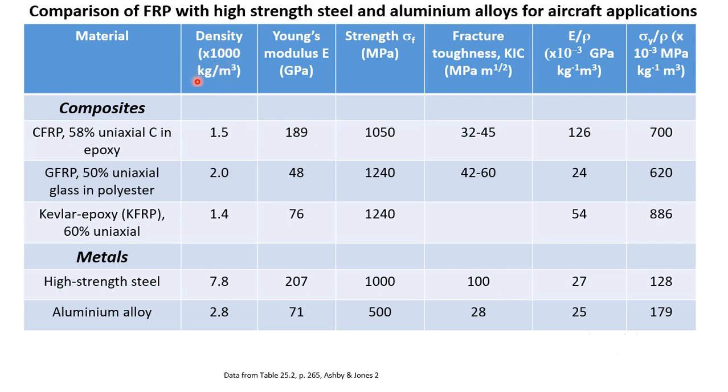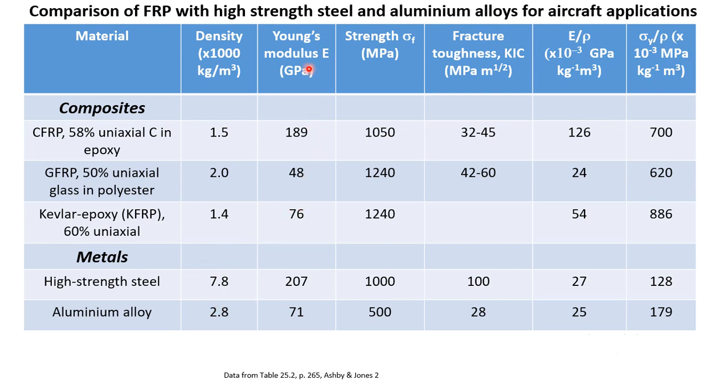So density units here are multiplied by 1000 kg per meter cube. Here we can see that GFRP is the heaviest among these three composites, 2, whereas CFRP is 1.5 and Kevlar epoxy composite is 1.4. Compared to these three composites, the metals are much heavier because their density is high. Aluminium is considered a light metal and steel has got density in the range of 7.8 here.